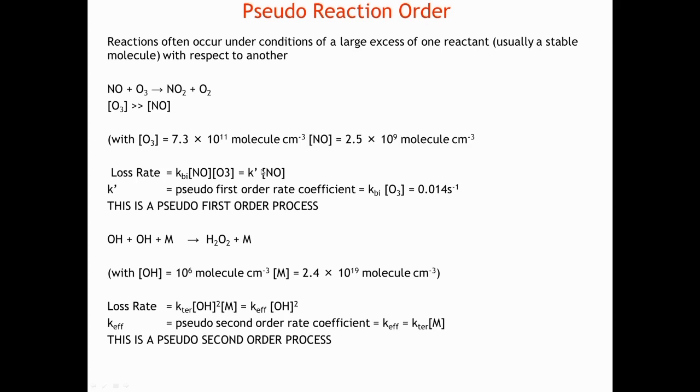And what are the units of a first order rate coefficient? Per second. Okay, so this tells you the rate at which the NO is consumed, because we've got k prime times the NO concentration. It's 0.14 per second. So that's how we use a pseudo first order rate assumption.